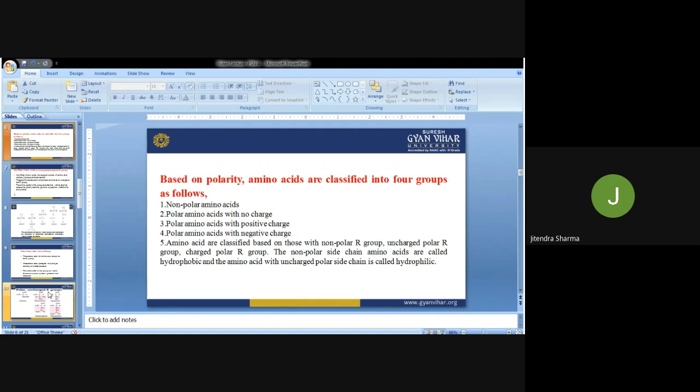And the fifth one is that amino acids are classified based on non-polar R group, uncharged polar R group, and charged polar R group. This is also one of the classifications. The amino acids with a non-polar side chain are called hydrophobic, and amino acids with uncharged polar side chains are called hydrophilic. So there are five types of classification, and I will repeat time and again what kind of classification there is. So this is very important.